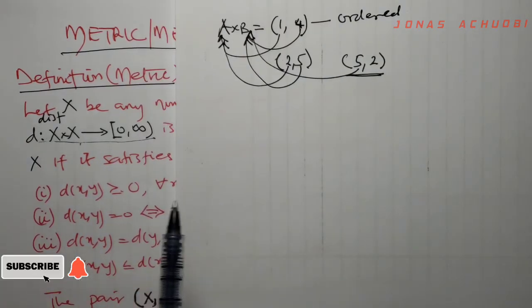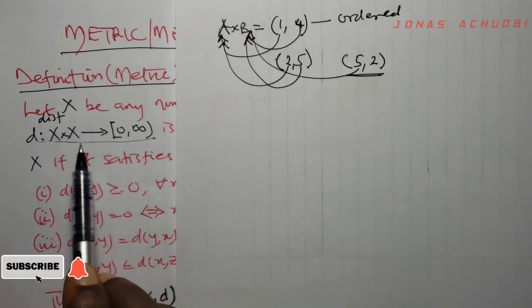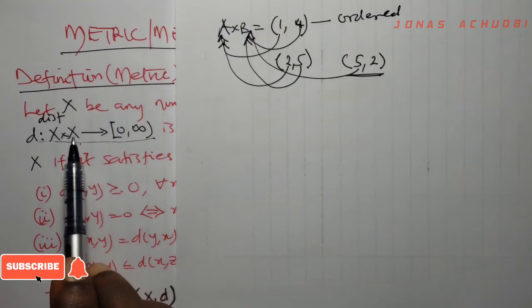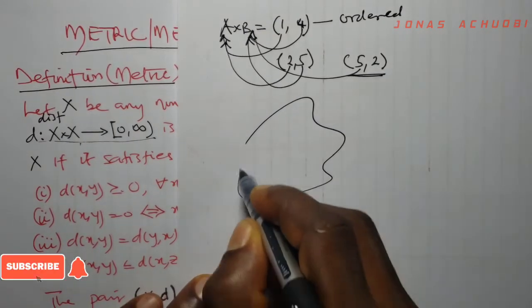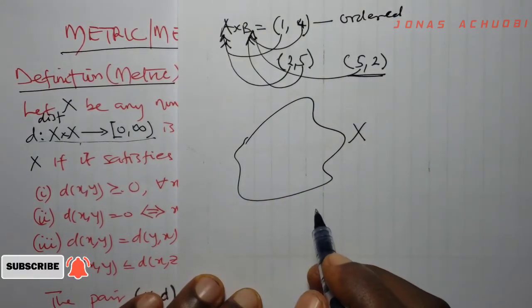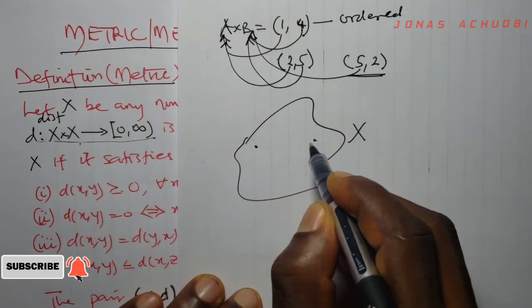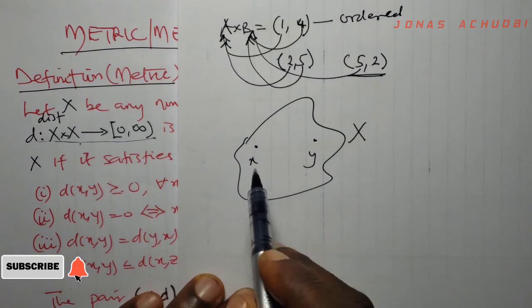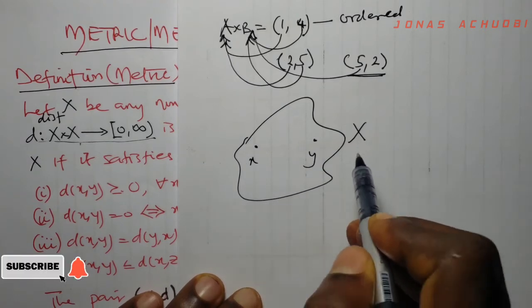However, in our definition of a metric, the Cartesian product here happens between the same set, X and X. So we're looking at something like this. We have a set here, X, which is non-empty, and we have elements in that set, say x and y. So the Cartesian product here happens between these two elements within the same set.